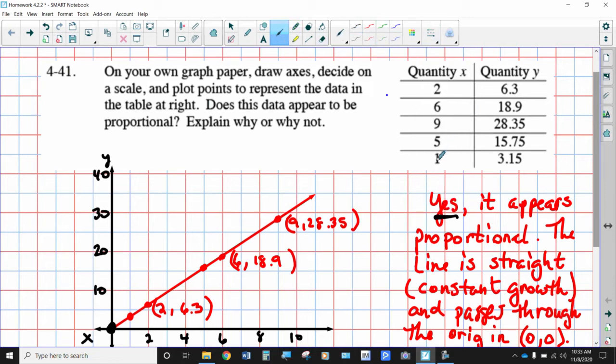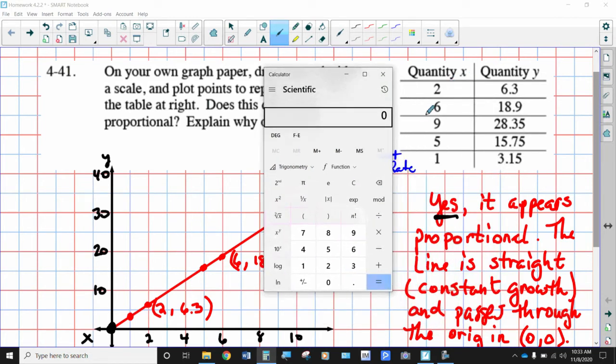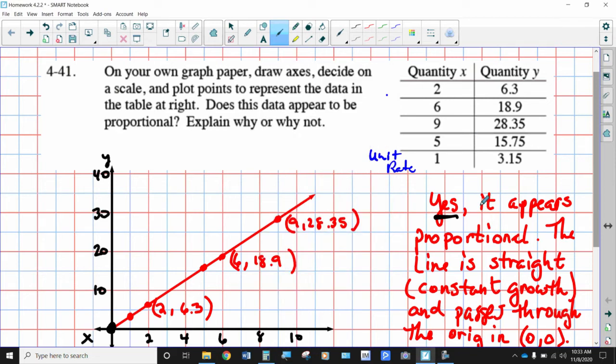You can figure out, all right, if this right here is what we call our unit rate, and that should be our multiplier. 2 times 3.15 needs to be 6.3. 6 times 3.15 needs to be 18.9. And we can test that out with the calculator with any, we see it with 2, but let's check it with the 9. How's that? 9 times 3.15 gives us 28.35. So there you go. You've got a constant multiplier of 3.15.